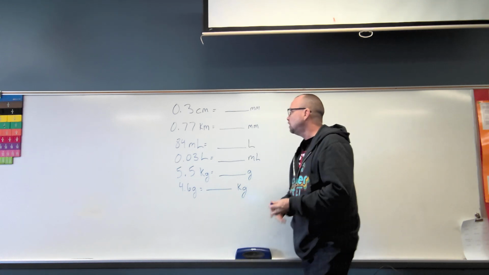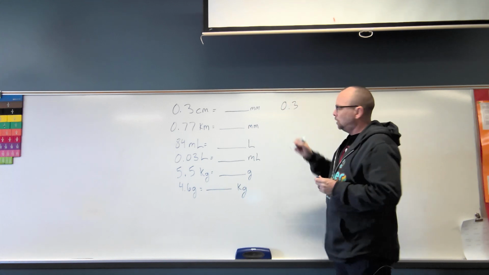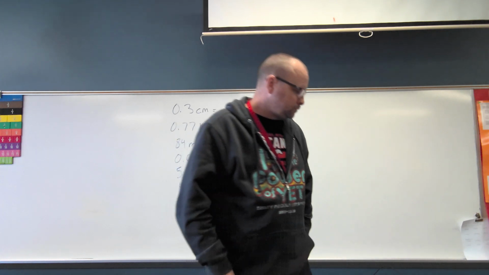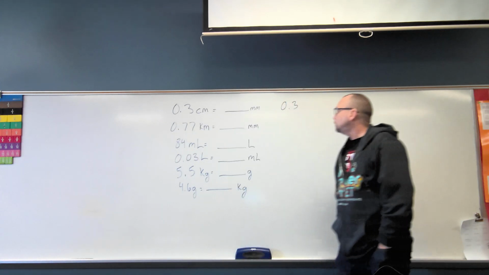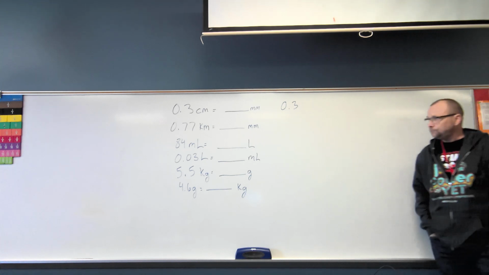And we always start with the number in the problem. All we're doing with the number in the problem, we start with that. And then we're either going to multiply or divide by a power of 10.